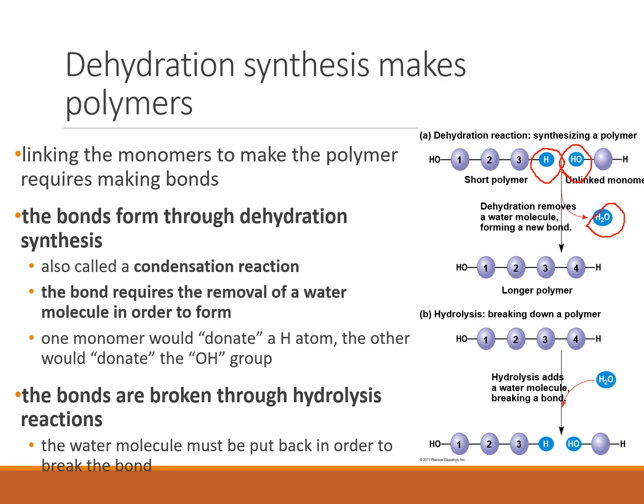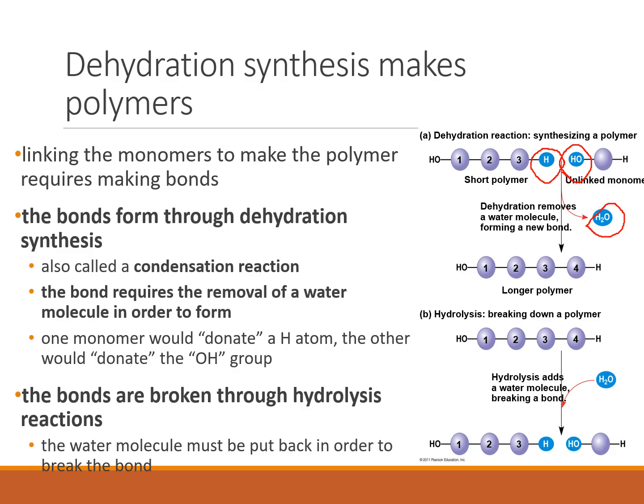When I was in chemistry way back in the 1800s, dehydration synthesis reactions were also called condensation reactions because when they happened in a test tube, water droplets would condense on the inside of the test tube. Now, does it make sense to you that if you form a bond through extracting a water molecule, if you want to break that bond, you've got to put the water molecule back?